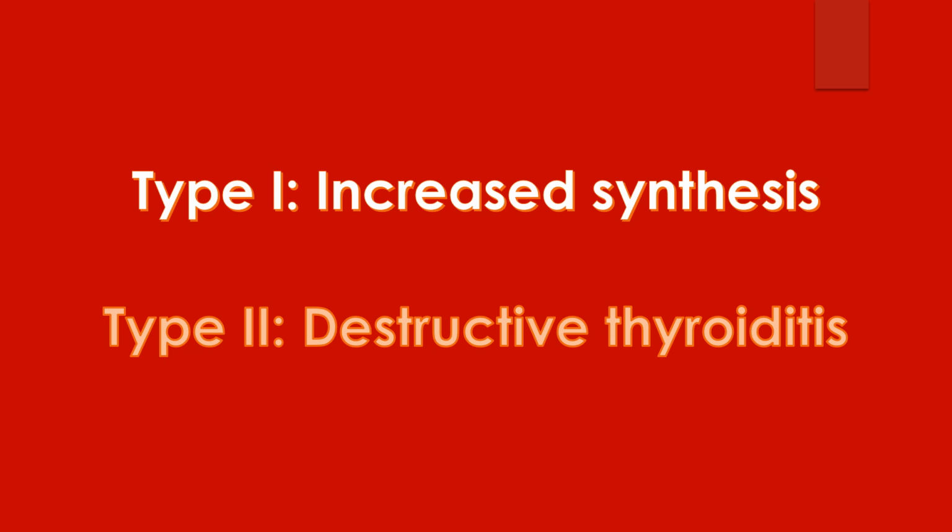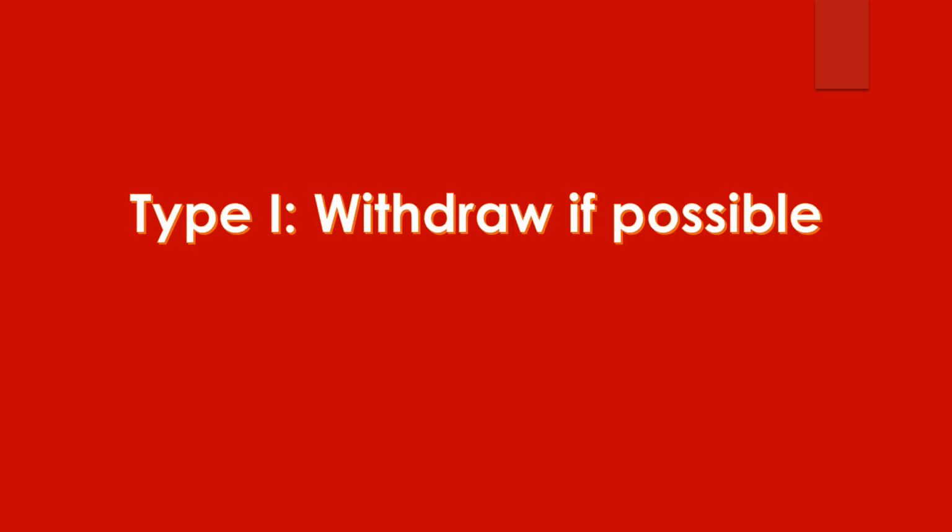Amiodarone-induced hyperthyroidism has been classified into two types. Type 1 is due to excessive iodine-induced synthesis of thyroid hormone. Type 2 is due to amiodarone-induced destructive thyroiditis. Type 1 amiodarone-induced hyperthyroidism can be treated with withdrawal of amiodarone if the clinical condition permits.